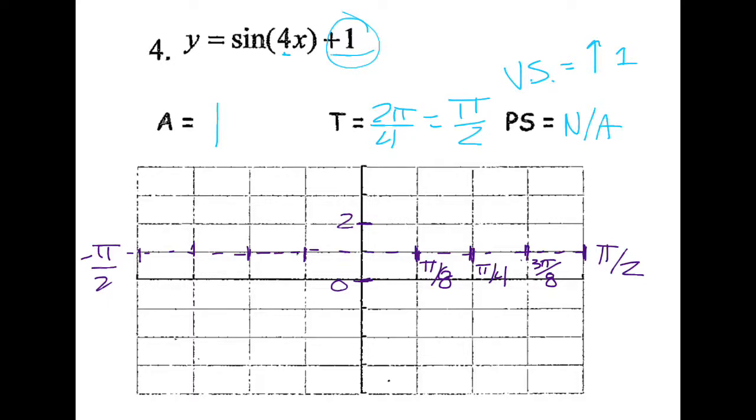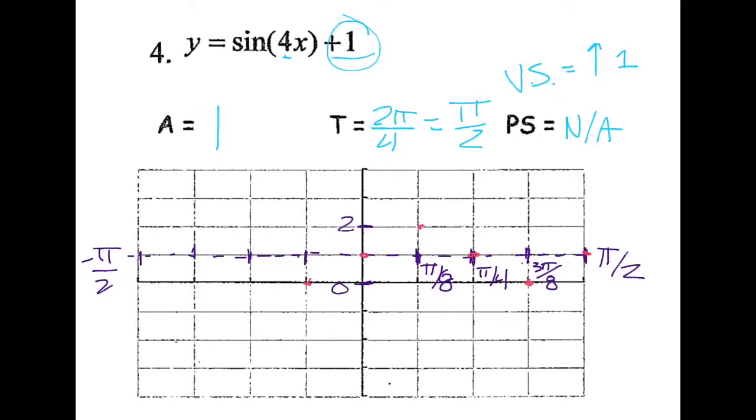All we need to do is graph a normal sine graph, and then we'll be done. So plotting all those points in, it's no different except for the fact that it's been shifted up by 1. So that's that, and I'm done.